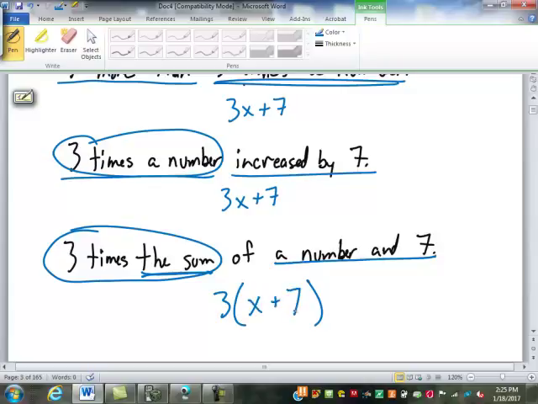So what's that mean? x plus 7. Perfect. So that parentheses there, if we go back to our order of operations, is indicating that we have to do the addition first. And then the result of that addition, the sum, is multiplied by 3.